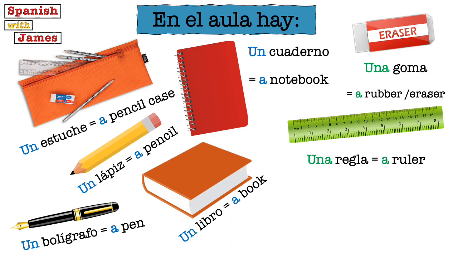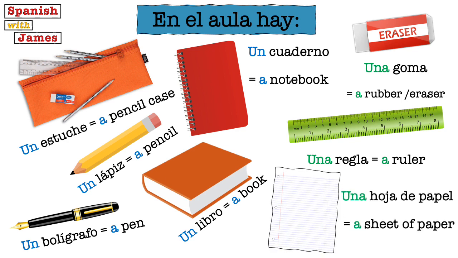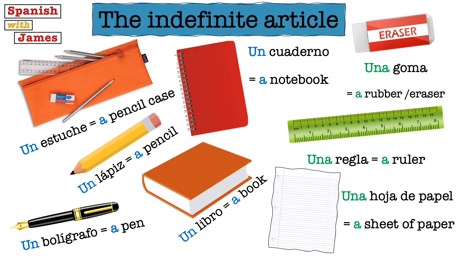Un libro. Y finalmente, and finally, una hoja de papel. So again, hoja, remember not to pronounce that H, and the J is like an H sound. Hoja de papel. So you'll notice here we've got what's called the indefinite article, which is the word for a or an in English.